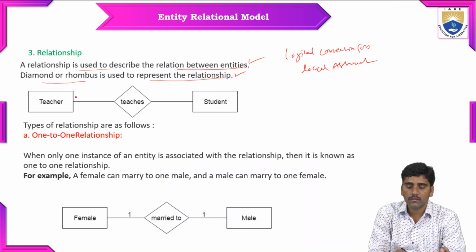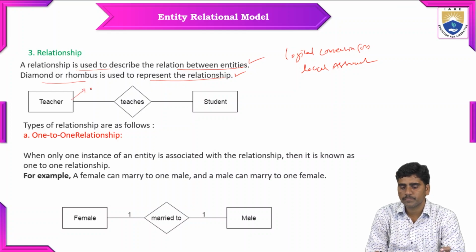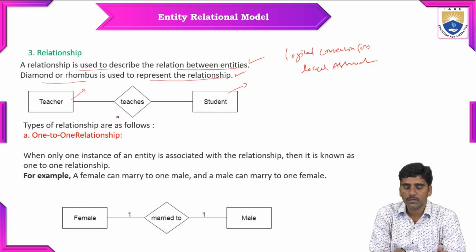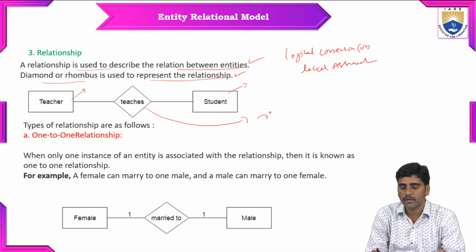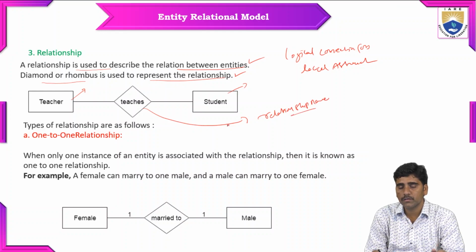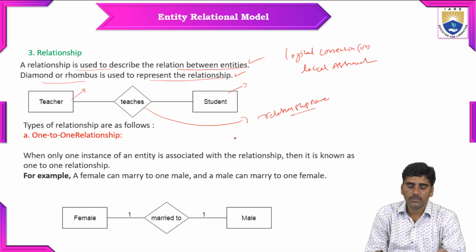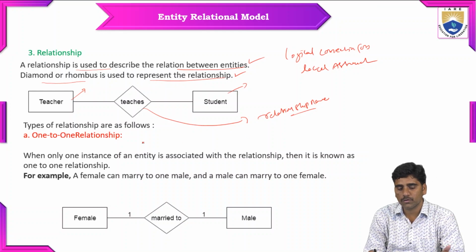So here the teacher is an entity, student is an entity. So teacher teaches student. In between the teacher and student, "teaches" is the relationship name. So teacher teaches is the relationship name with the student. So there are different types of relationships out there.